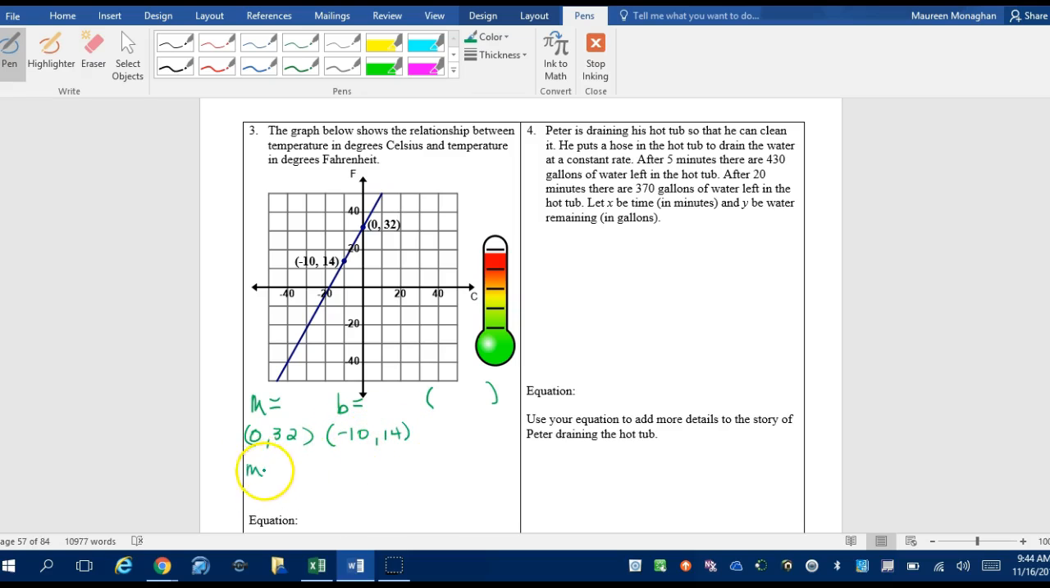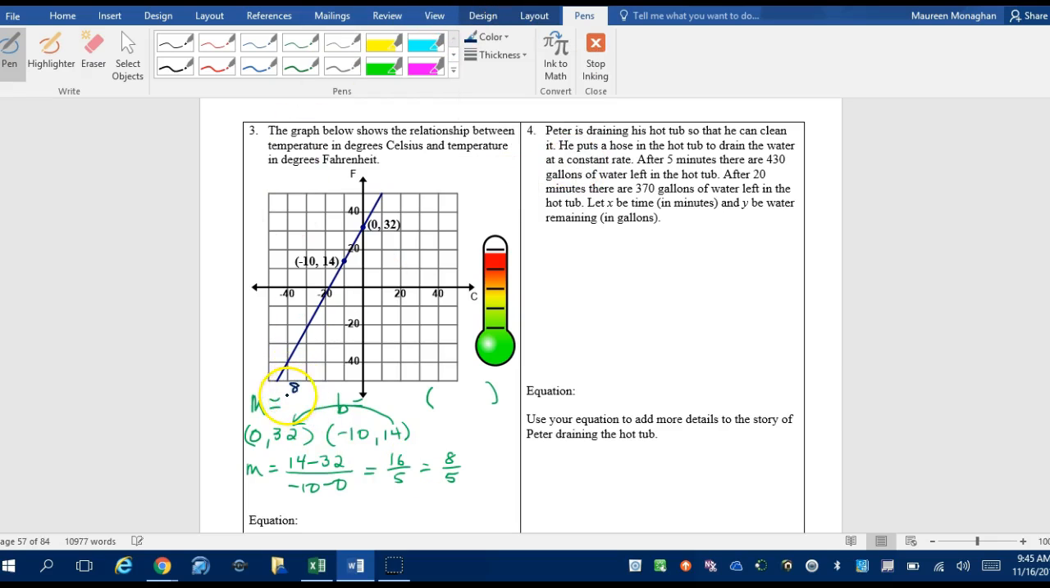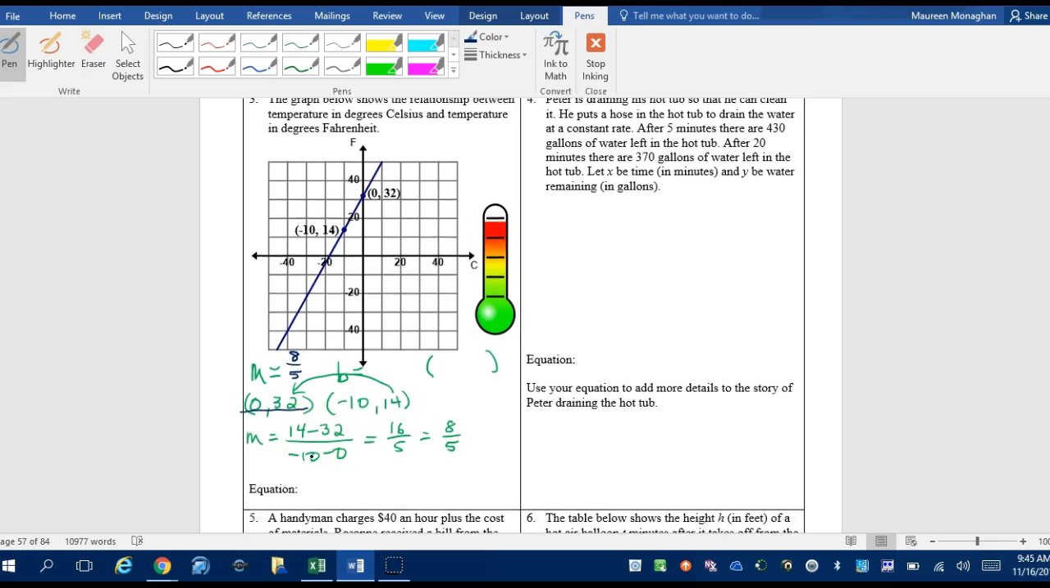We're going to find the slope by doing 14 minus 32 over negative 10 minus 0. And that's going to give us 16 over 5, which is 8/5. Okay, so I have my slope, 8/5. Now I have to use one of the points. I'm going to use (0, 32). Anytime there's a simple number and it doesn't have negatives, that's the point I'm going to use.